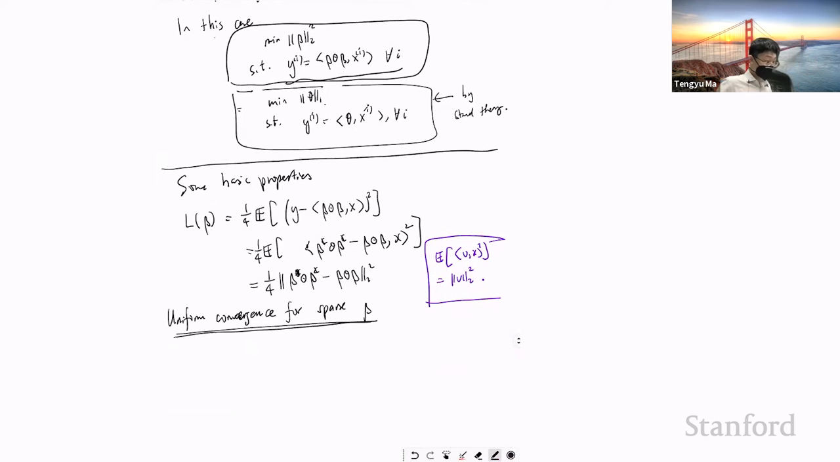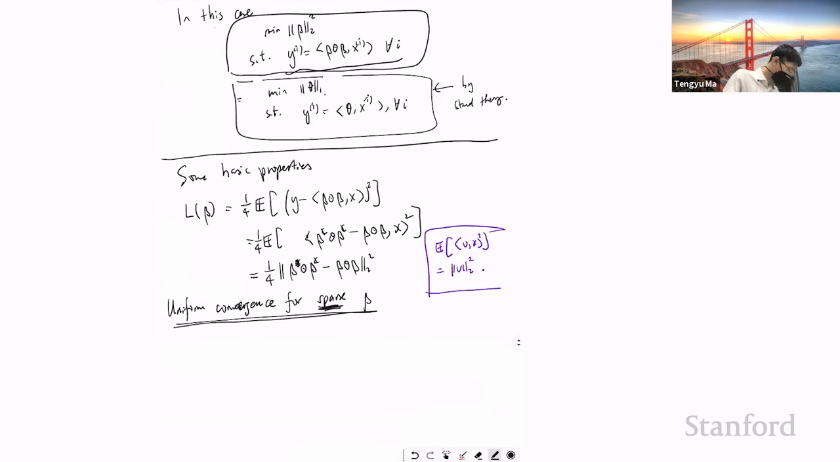But we don't have uniform convergence over the entire space, right? Because we have overparameterization. If you have uniform convergence for everything, then there wouldn't be any implicit regularization effect, right? That would be the classical theory that we discussed in the first part of the course. But we claim that if you look at sparse beta, then you have uniform convergence.